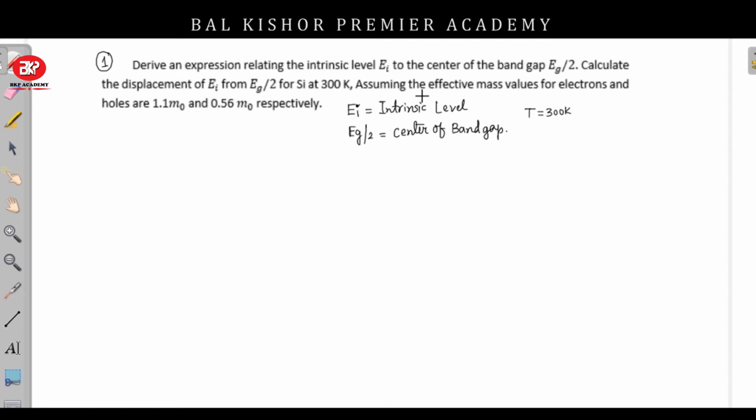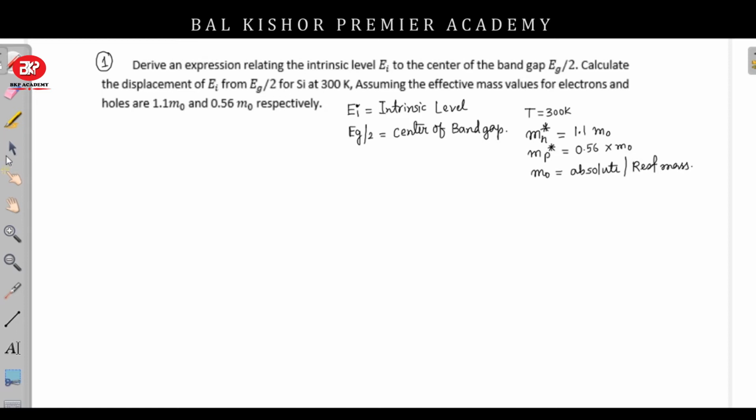Assuming the effective mass values for electrons, that means the effective mass of the electron, mn star, is given by 1.1 into m0, and the effective mass for holes, mp star, is given by 0.56 into m0, where m0 is the absolute mass, the rest mass, also called the rest mass. Now let us see how to find that.